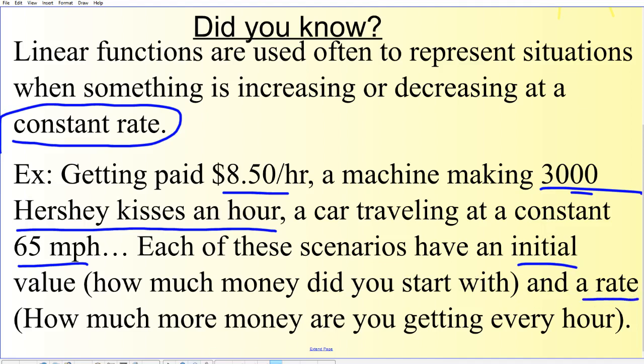A rate is how fast something is changing. How fast is your money changing is your rate. How fast is the number of Hershey Kisses changing? How fast is your distance changing? That's a rate. Okay?